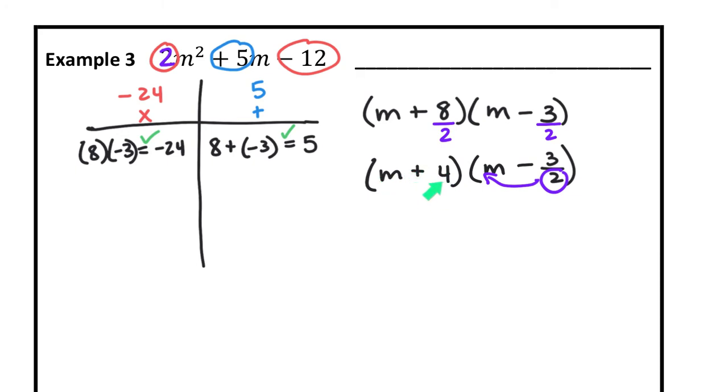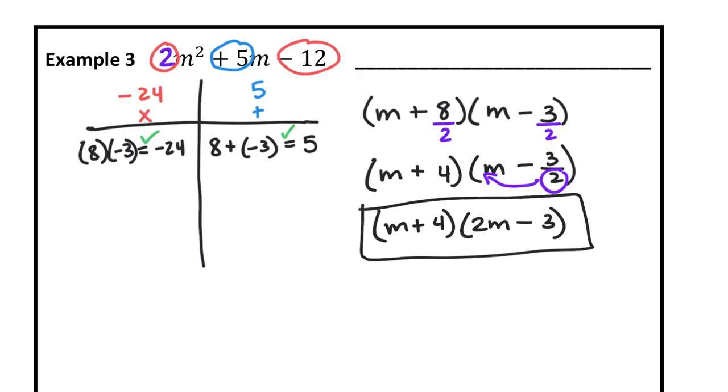Even if we did, if we said it was 4 divided by 1, then I would move the 1 in front of the m, but 1 times m is m, right? So in this case, we're only going to do the bottoms up on the second parentheses. The first parentheses stays the same. I just copy it and bring it down. But the second parentheses, I'm going to put the 2 in front of the m, and then subtract the 3. And that's my answer there. So it's m plus 4, 2m minus 3.